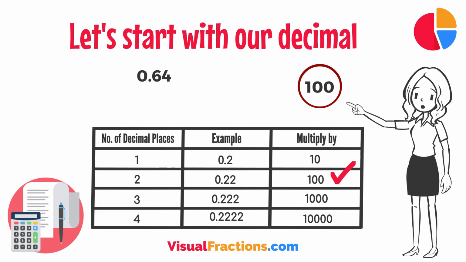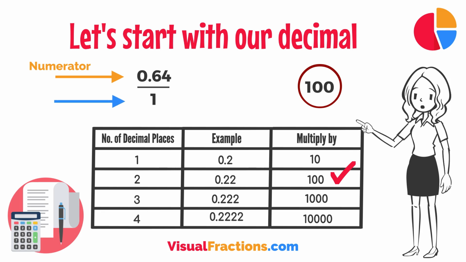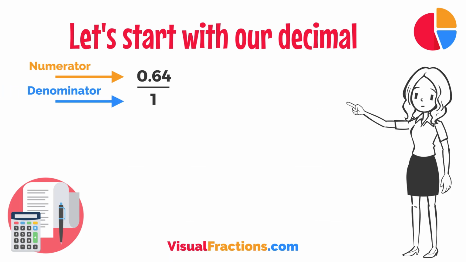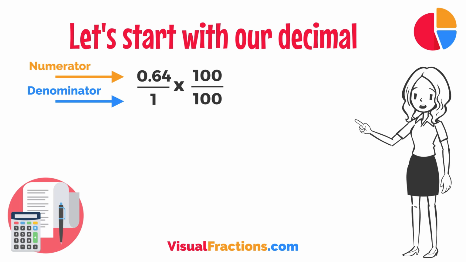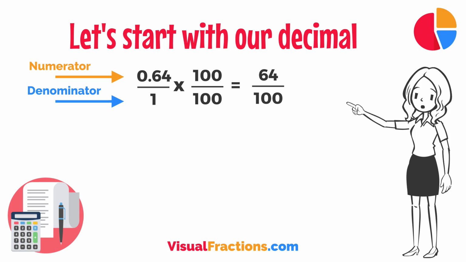To convert this decimal into a fraction, you initially put it over 1, essentially treating the decimal as the numerator in a fraction where the denominator is 1. This sets up the conversion process where we multiply both the numerator, the decimal, and the denominator, 1, by 100 because there are two decimal places. So, 0.64 times 100 gives us 64, and 1 times 100 gives us 100. This translates 0.64 to the fraction 64 over 100.